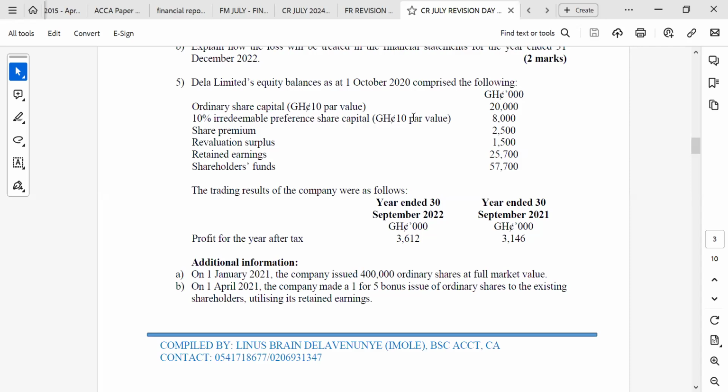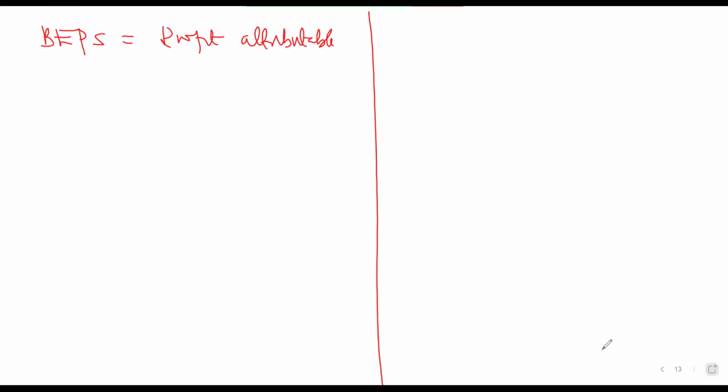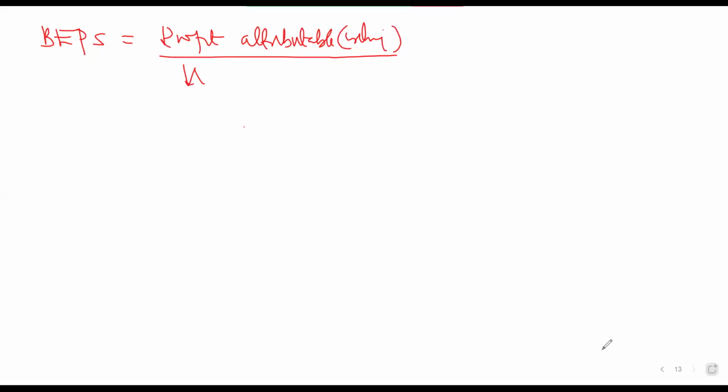So we have to determine our profit attributable to the ordinary shareholders for each year one by one. Then we come to our weighted average number of shares. Basic earnings per share is calculated as profit attributable to the ordinary shareholders divided by the weighted average number of shares for the year under consideration.